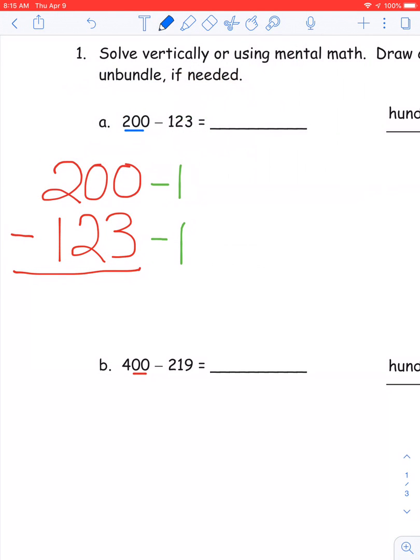Okay, and then I'm thinking in my mind, 200 minus 1. What is one number before I reach 200? That is 199. And then I'm also thinking in my mind, what is one number before 123? And I know that that would be 122.